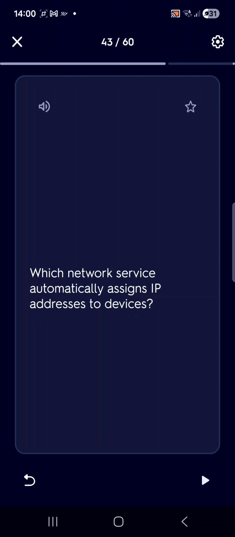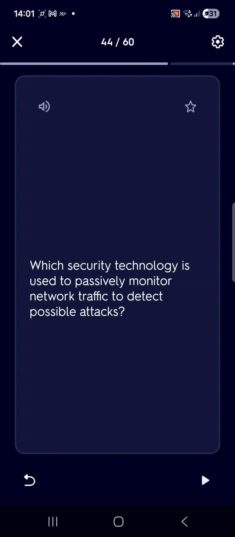Which network service automatically assigns IP addresses to devices? That would be DHCP. What is DHCP? That would be the Dynamic Host Configuration Protocol.